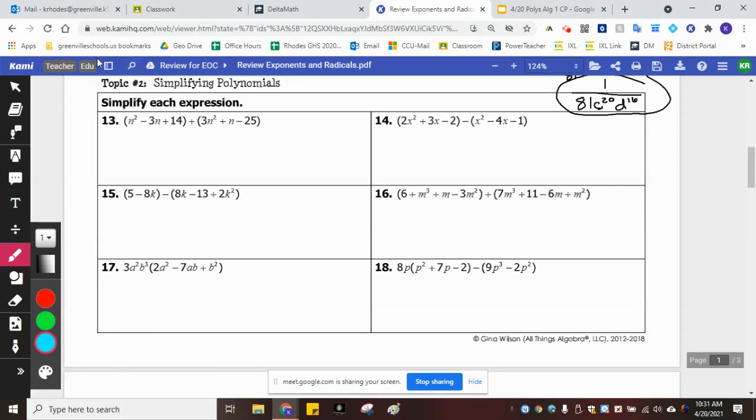Simplifying polynomials, we're going to work on the odds. First one's adding polynomials. So remember, when you add your polynomials, you add like terms. And like terms have the same variable, same exponent. So here, like terms is n squared and 3n squared.